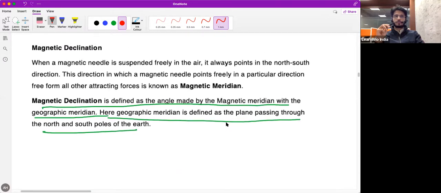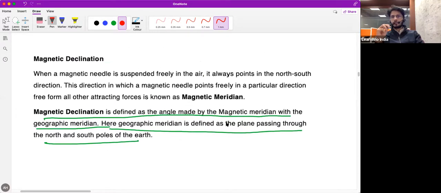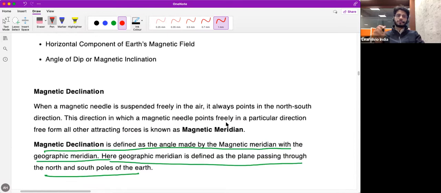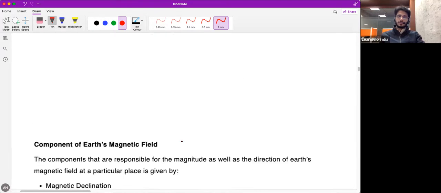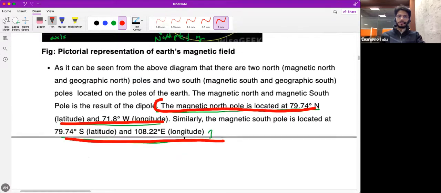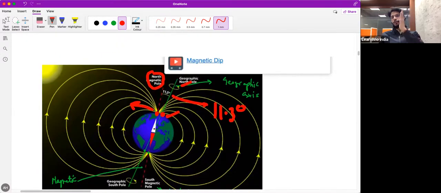Now let's see first what is magnetic declination. See, there are two types of plane. One is magnetic meridian, another is geographic meridian. What is magnetic meridian? So this is a freely suspended magnet. You can pass a plane through this freely suspended magnet, the plane which is perpendicular to this freely suspended magnet. That plane is known as magnetic meridian.